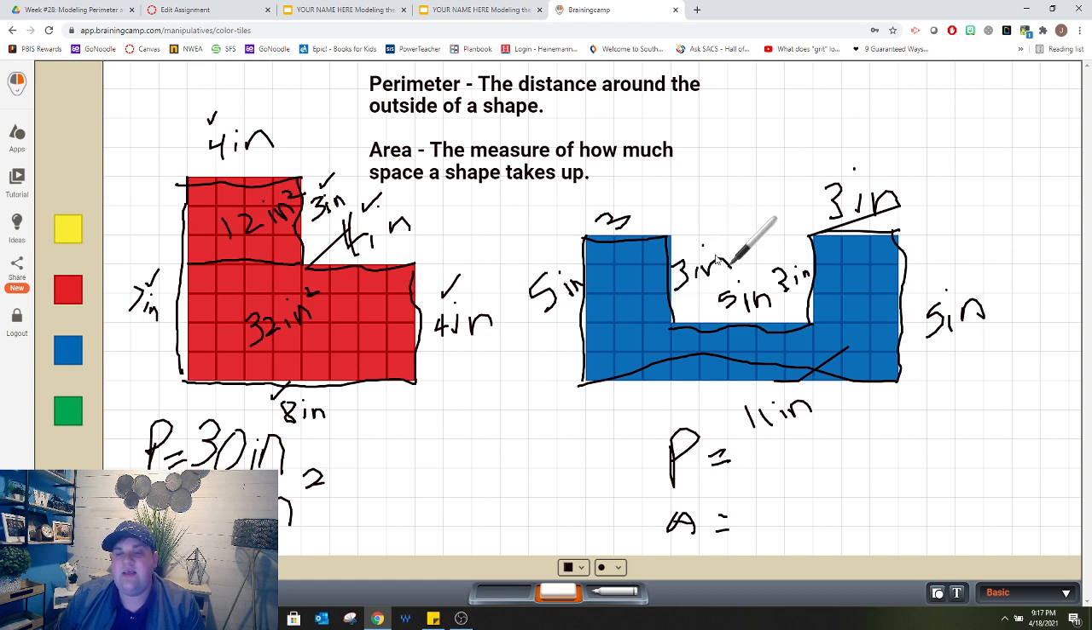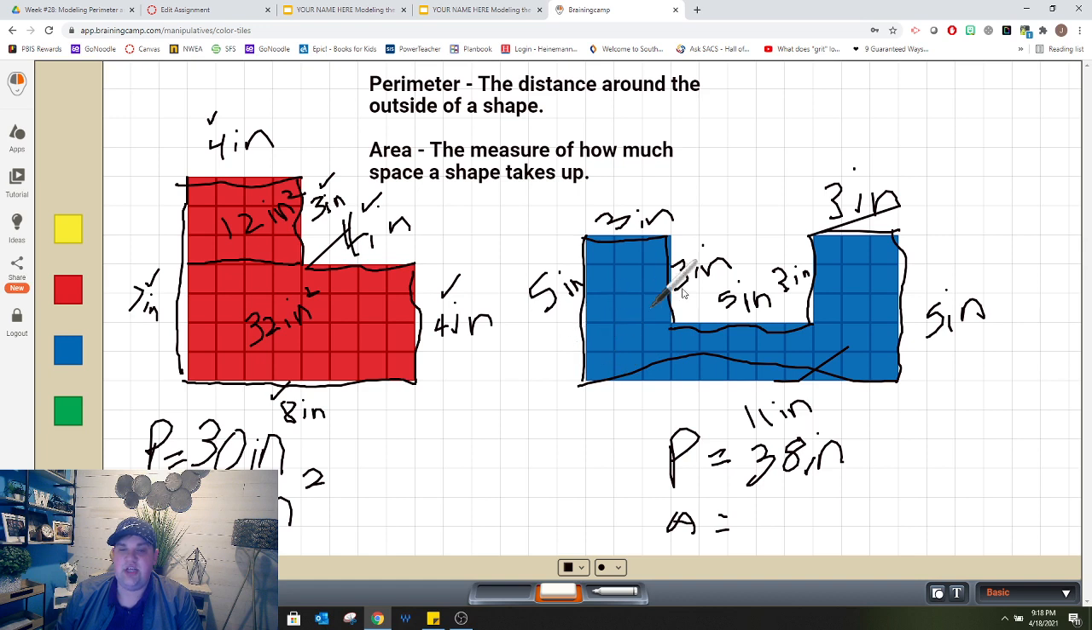Now I can add all these sides together. 5 plus 11 is 16, plus 5 is 21, plus 3 is 24, plus 3 is 27, plus 5 is 32, plus 3 is 35, plus 3 is 38. So if you wrote 38 inches as the perimeter, you are correct. Nice job. Now it's time for you to see if you can determine the area of the shape, how much it's taking up on the inside of the shape. Go ahead and enter that into PlayPosit, and then we will check together.